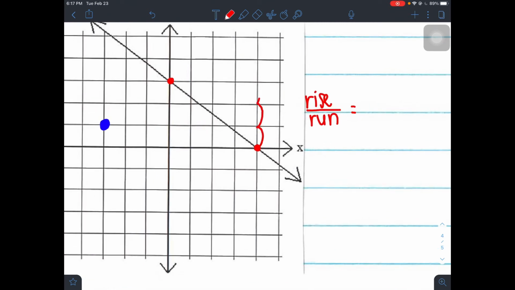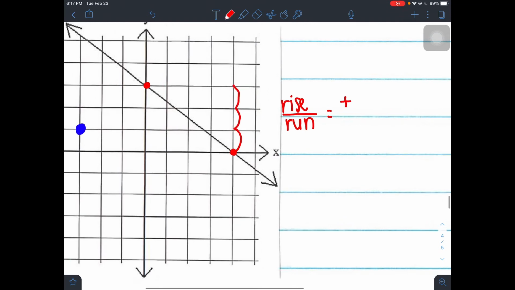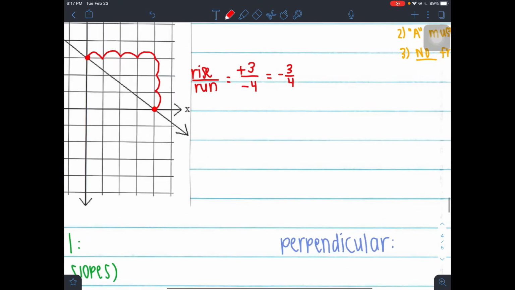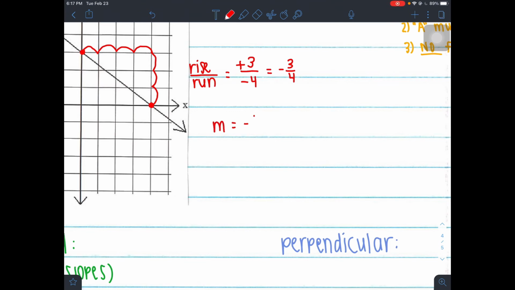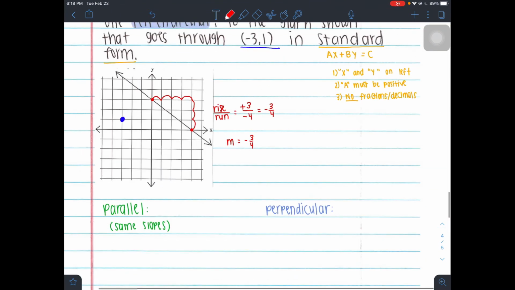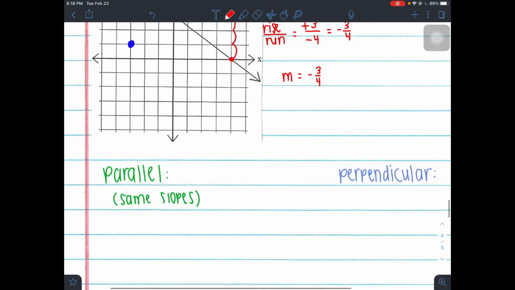So our rise here is going to be 1, 2, 3. Now, again, I'm starting at this bottom point. So 1, 2, 3. Our rise is up 3, so it's going to be +3. And then our run is going to be 1, 2, 3, 4. Well, our run is to the left 4, so that's -4, which means we have -3/4. That's the slope of this equation. Now, I don't really care about anything else. I don't need to write the equation of the line because the only thing I care about on this line is the slope. The slope here is -3/4, okay?